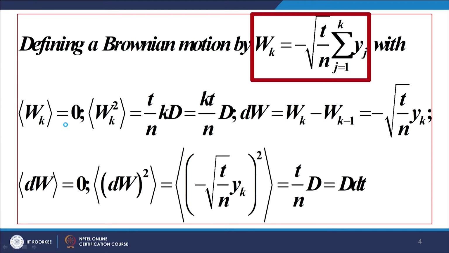We have the expectation value of Wk is clearly 0 because the expectation value of each yj is 0. The expectation value of Wk square, now that is interesting. Recall that the variance of each yj is equal to d. Therefore, when you are scaling the variable by under root t by n, the variance gets scaled by t by n. So, the variance will be equal to t by n into k into d.